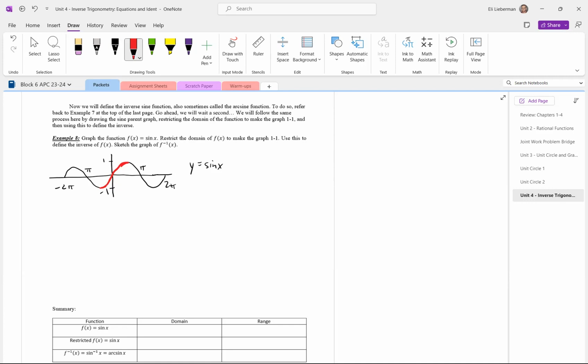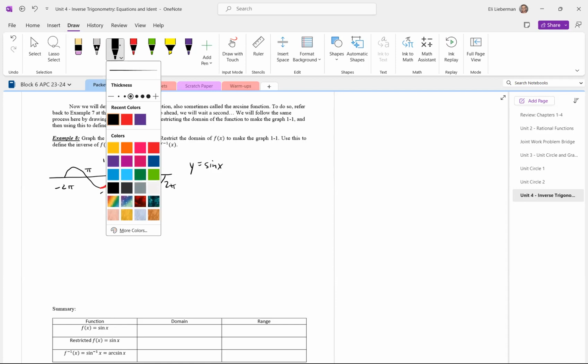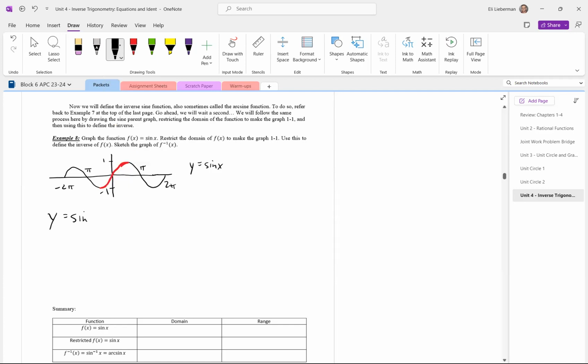Do you have any idea what the inverse function of sine of x is? It is sine inverse of x. Yes. Nice. So y equals sine inverse of x. Would you please graph this function? Not on the same axis. Would you please graph sine inverse on a different axis? It gets too complicated otherwise.